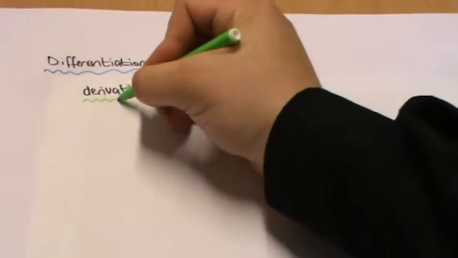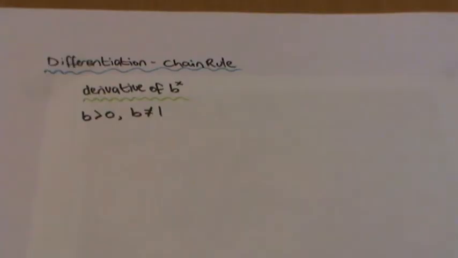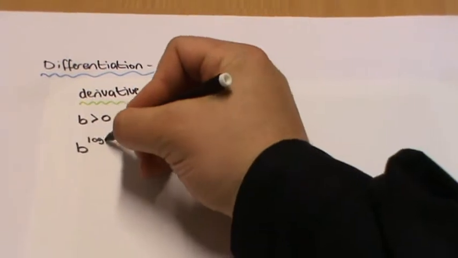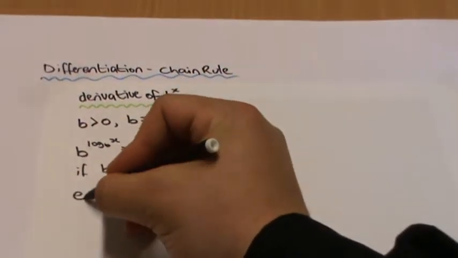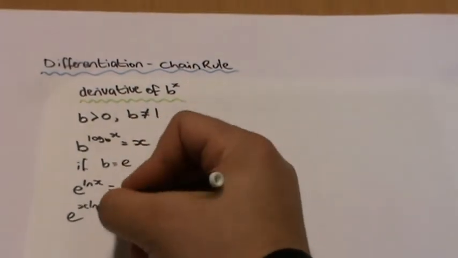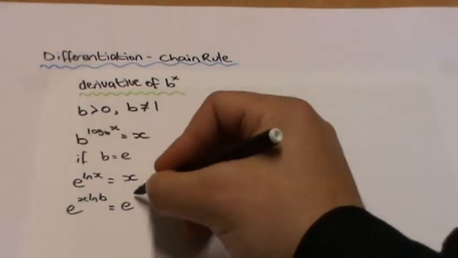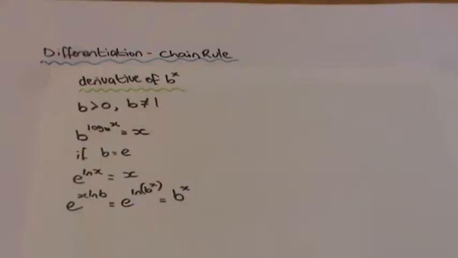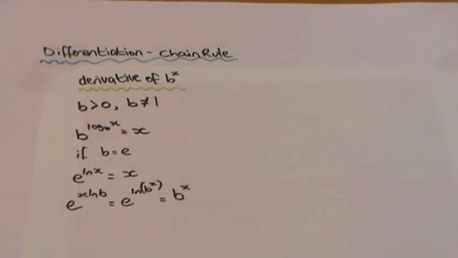Another thing we can do with the chain rule is write a rule for differentiating b to the power x. So this only works when b is greater than 0 and not equal to 1. So what we need to do is recall from logarithms that b to the power log base b of x equals x. If we set b equal to e, then e to the power log e of x equals x. We could also write that e to the power x natural log b is equal to b to the power x.